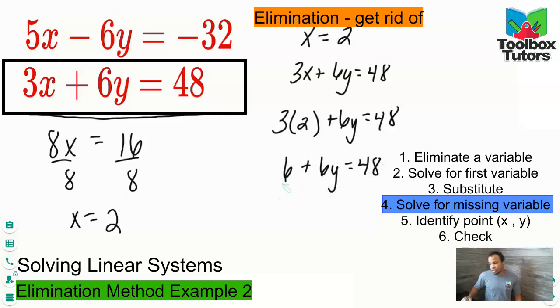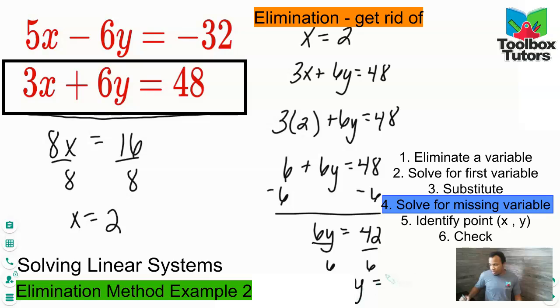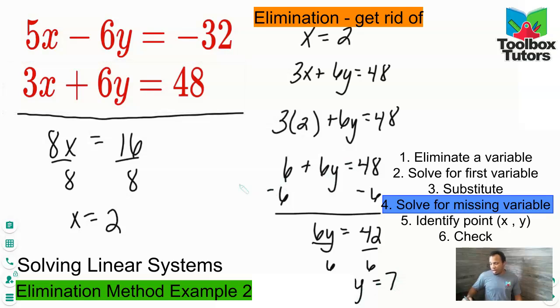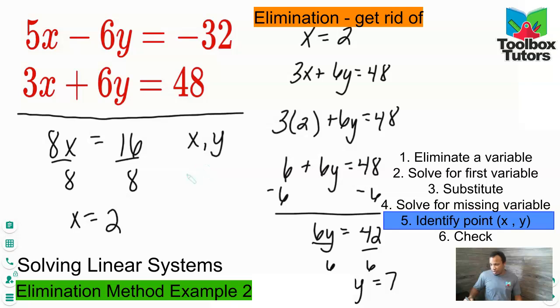And we'll solve this like a two-step equation. First, we'll subtract this 6, and we get 6y equals 48 minus 6, which gives you 42. And then we'll divide by 6, and we get y equals 7. So now we have the single point. We have an x and a y. The single point (2, 7) would be our solution.